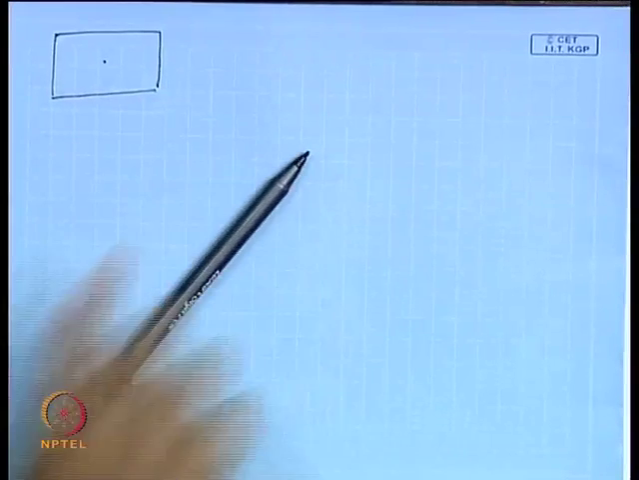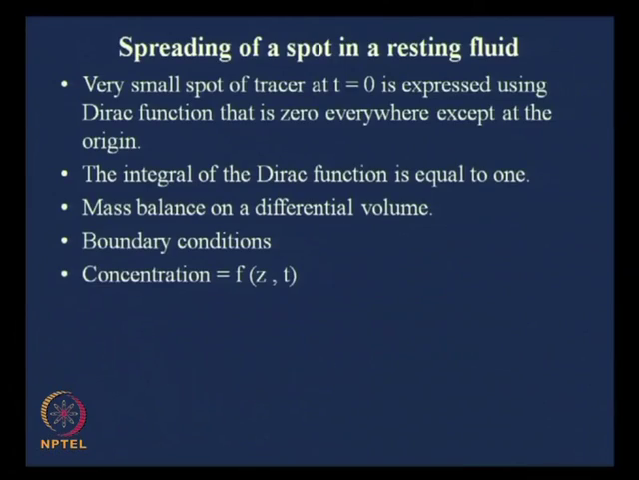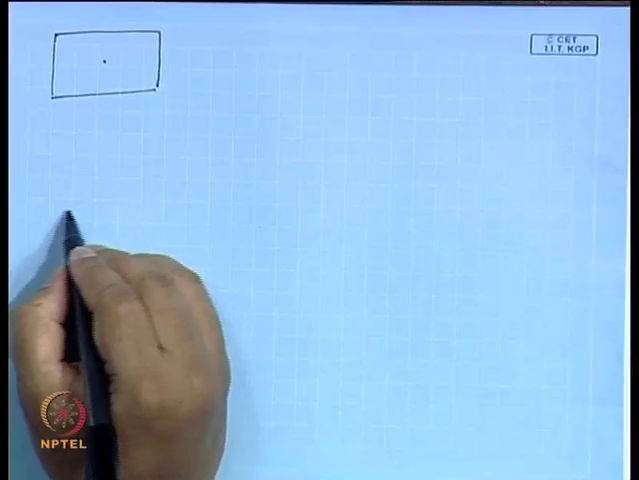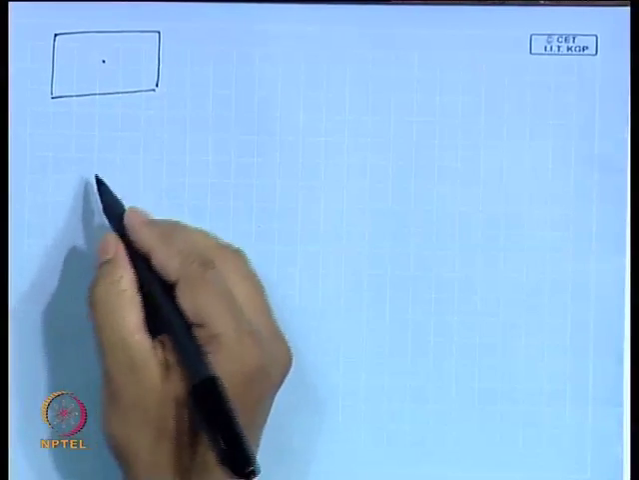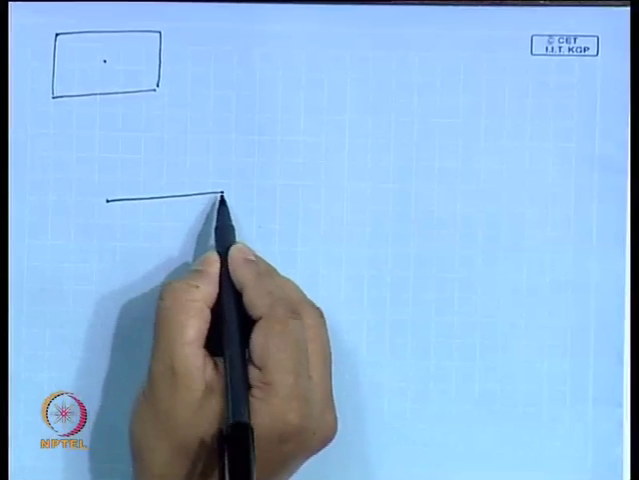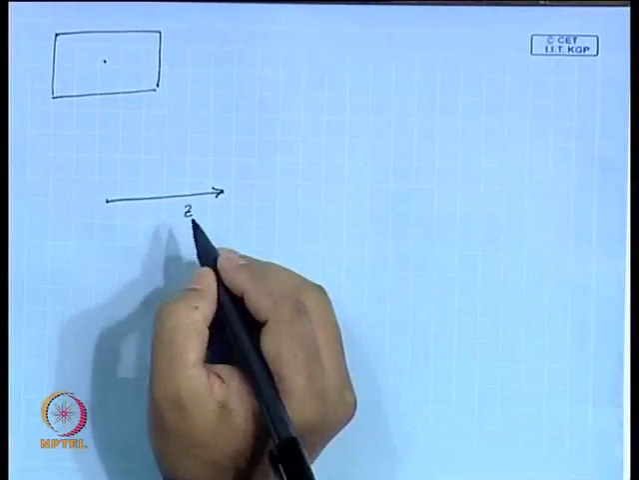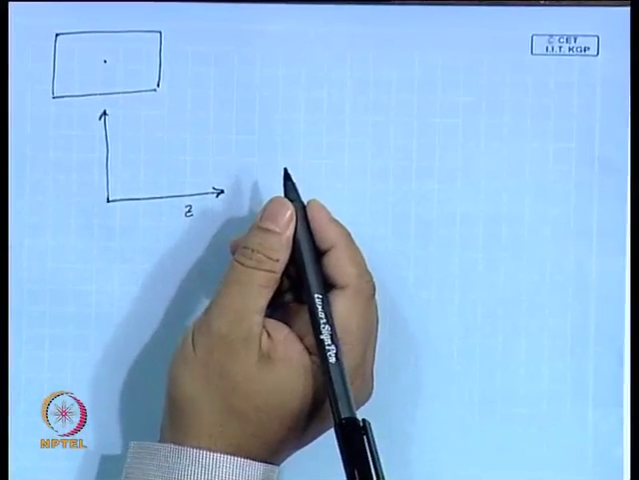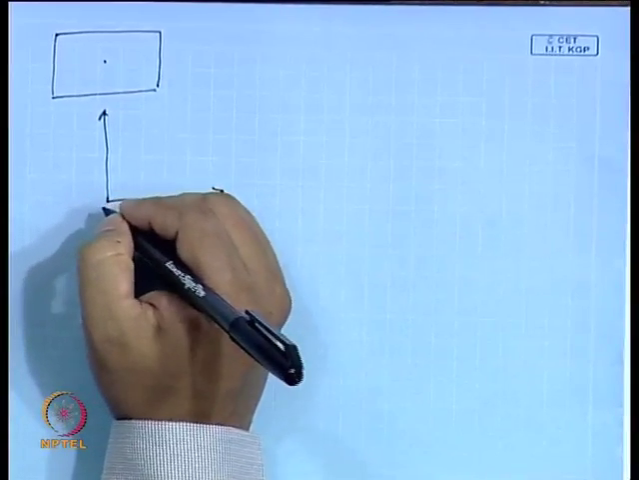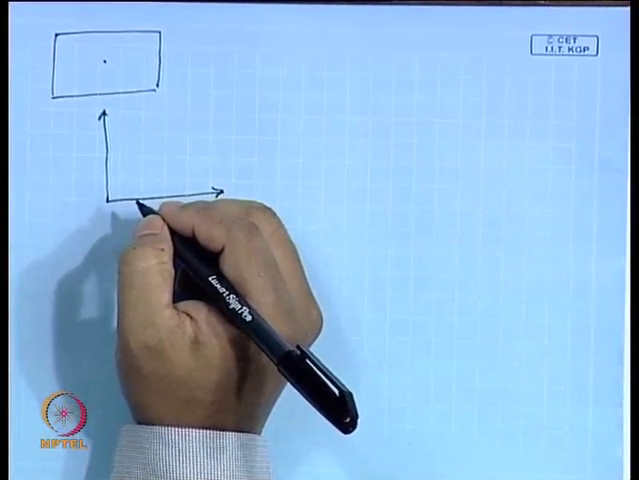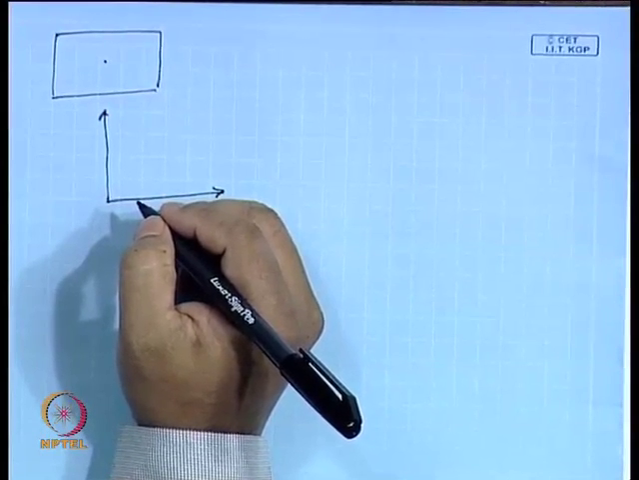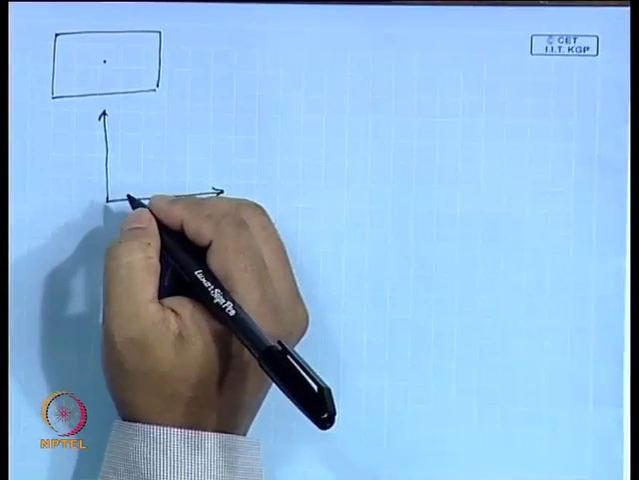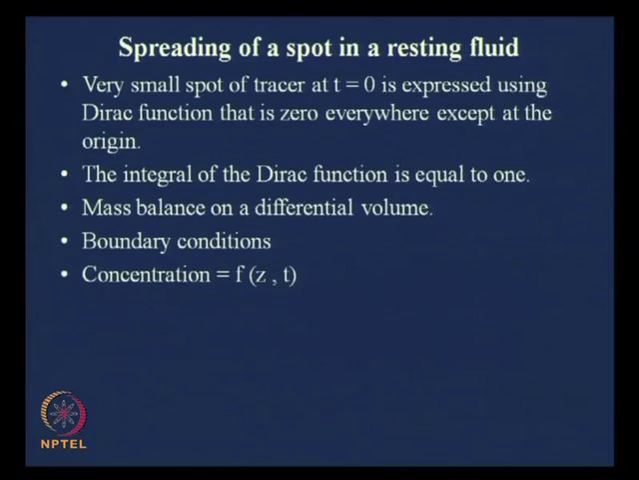Okay. So, a very small spot of tracer at t equal to 0 is expressed. How will you express a very small spot of tracer? Let us see intuitively what we see. Suppose we are treating this as a one dimensional problem. Suppose this is Z, and this is the concentration. You plot the concentration as a function of Z. So, at t equal to 0, what is the condition? At the beginning, it is a spot of tracer. A very small spot of tracer at t equal to 0 can be expressed using a Dirac function.